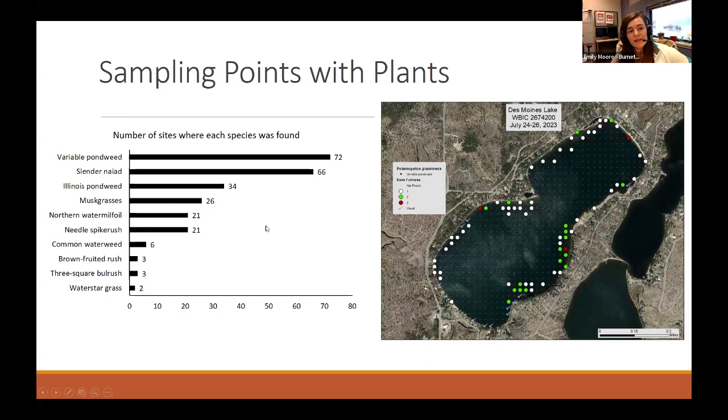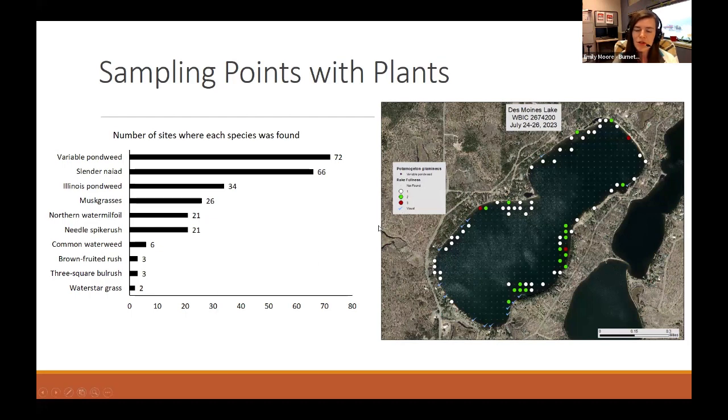Sampling points with plants. So the species that we found primarily was variable leaf pondweed. We found that species at 72 of our sites. You can see on the right here is the distribution of where we found the species. Each dot indicates a point that was sampled on the lake. So one, being sparse, we didn't really find a whole lot of plants, is white. Two is intermediate. There was some species on the rake, but not a whole lot. That one's green. And then three, the whole rake was covered in this species, and that's red.